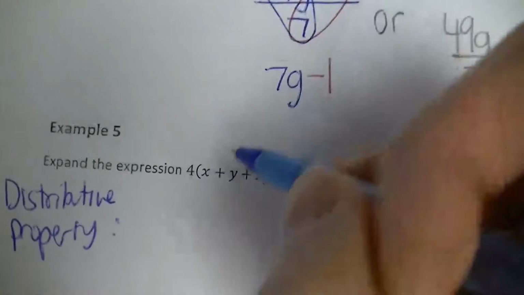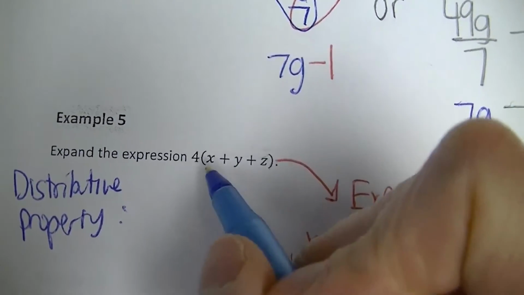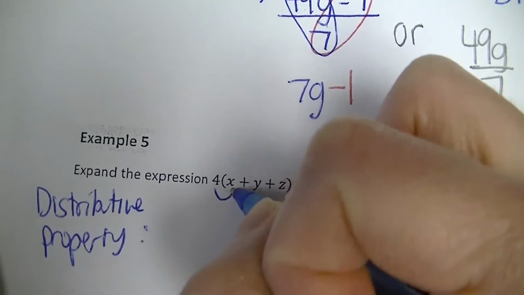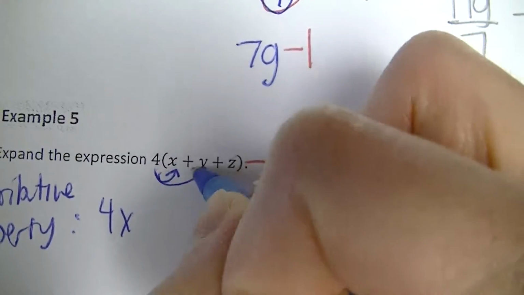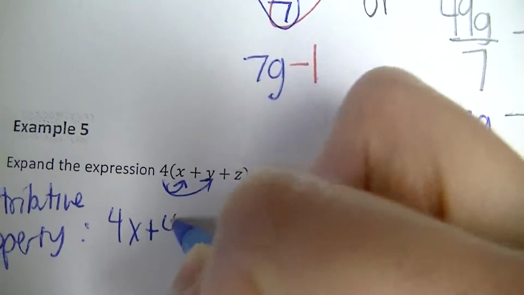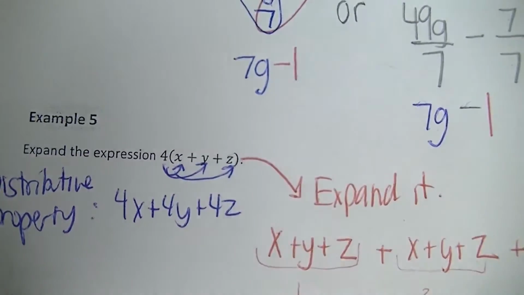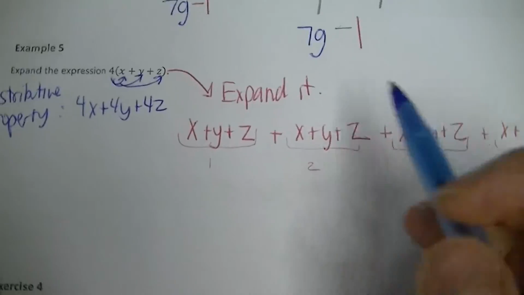Okay, and with the distributive property, since you see the parentheses and a number in front of it, you need to distribute it through, which means multiply that 4 by everything inside of it. 4 times x is 4x. 4 times a positive y is a positive 4y. 4 times a positive z is a positive 4z. Okay? All right, let me show you how this all comes together.